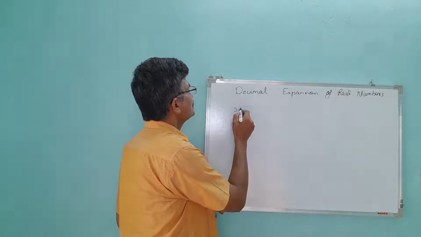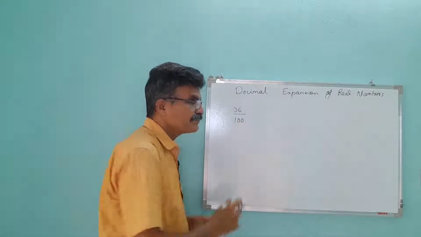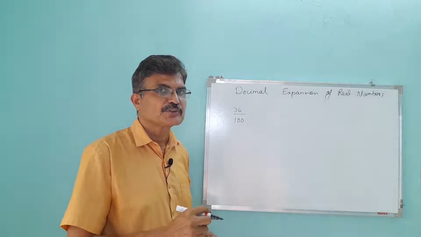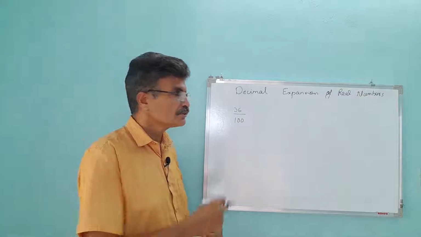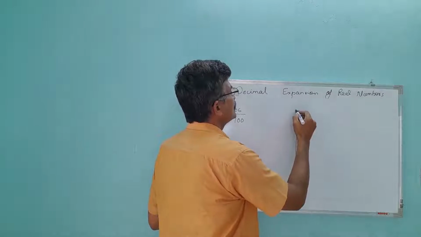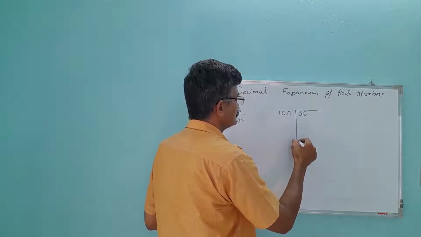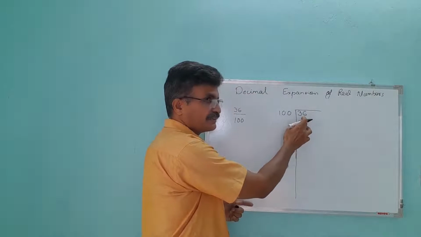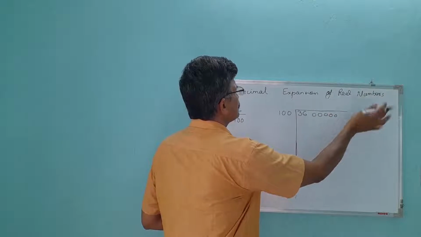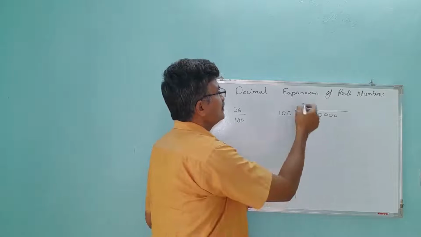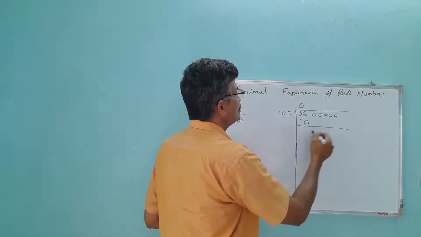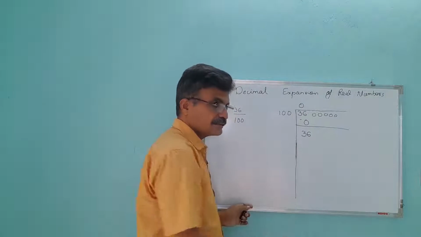First, 36 by 100. Here we use the long division process. As you know, in the long division process, we give importance to its remainders. So, we will do this division by the long division method. Here the dividend is less than the divisor, so I put a decimal point here and put some zeros, whatever it may be. How many times will 100 go into 36? 0 times, 0, subtract, remainder is 36.